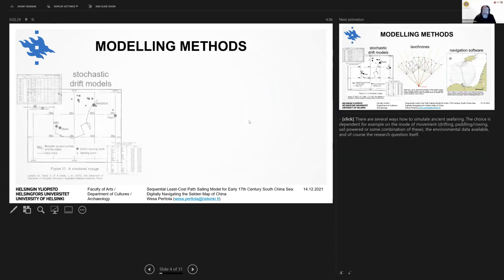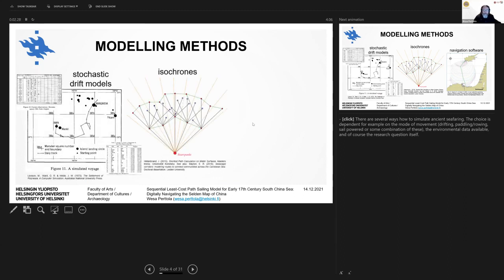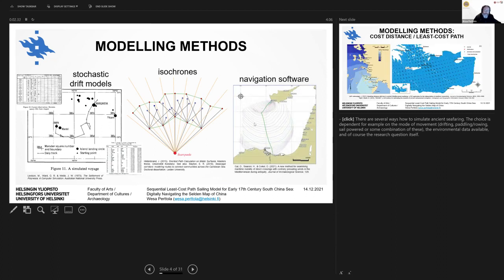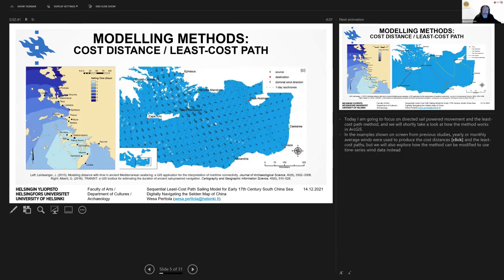There are several ways how to simulate ancient seafaring. The choice is dependent, for example, on the mode of movement, drifting, paddling, rowing, sail-powered, or some combination of these, the environmental data available, and of course, the research question itself. Today, I am going to focus on directed sail-powered movement and the least cost path method, and we will shortly take a look at how the method works in ArcGIS.